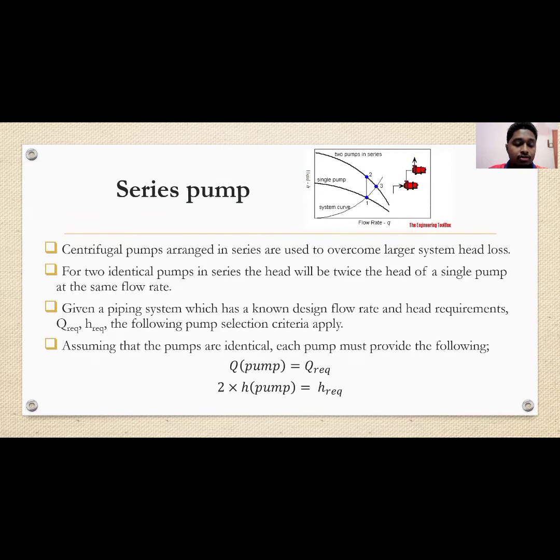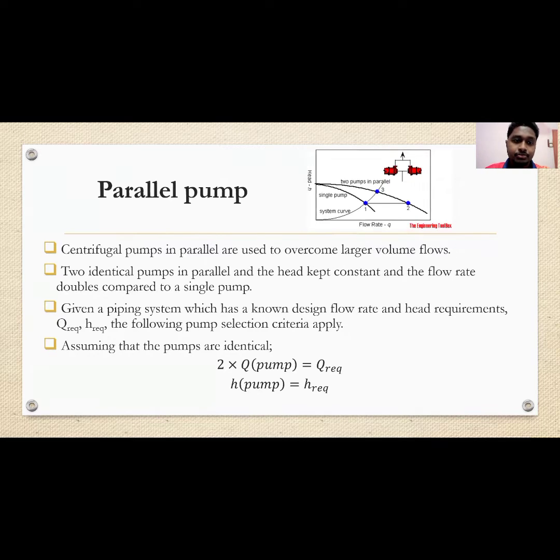For the selection criteria, assume that the pumps are identical, and each pump must provide the following: the required design flow rate must be equal to the flow rate of the pump, and the required head must be equal to twice the head of the pump. So now let's look at parallel pumps, and this is the performance curve of the parallel pumps.